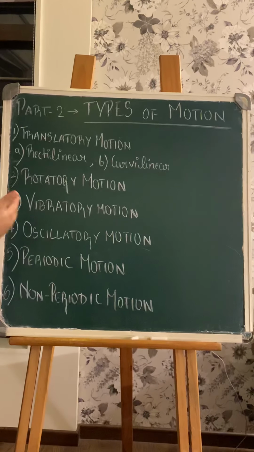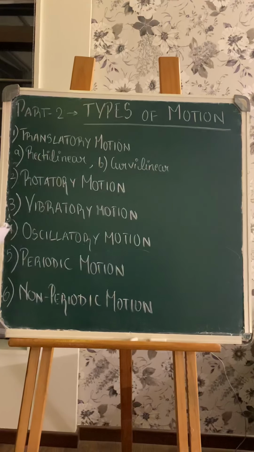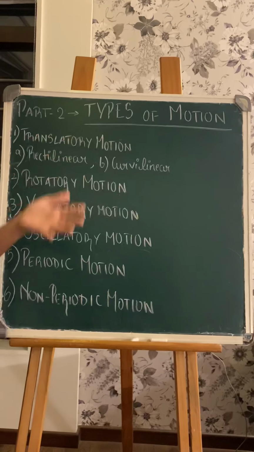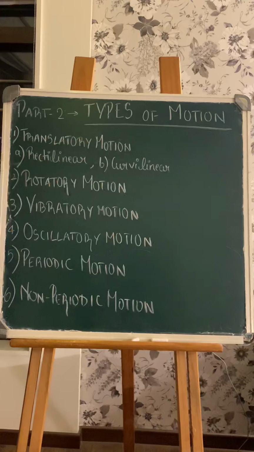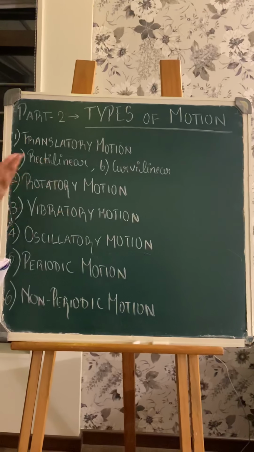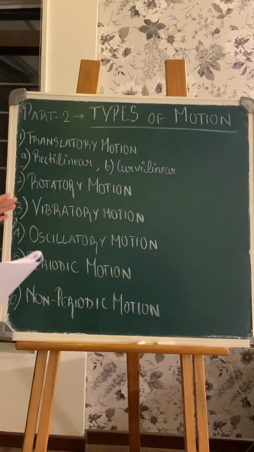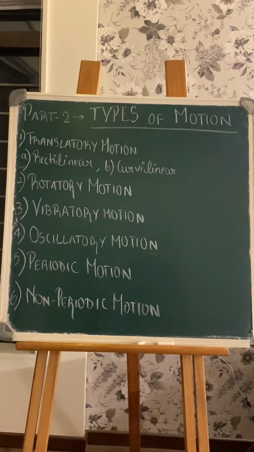Some examples of translatory motion are rectilinear motion, a car moving in a perfectly straight path, and curvilinear motion, a car moving in a curved path. It's pretty easy. Next is rotatory motion.